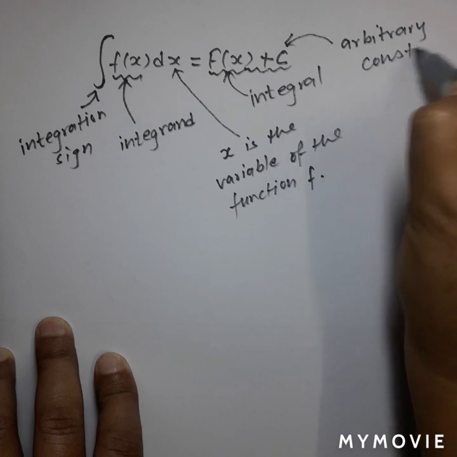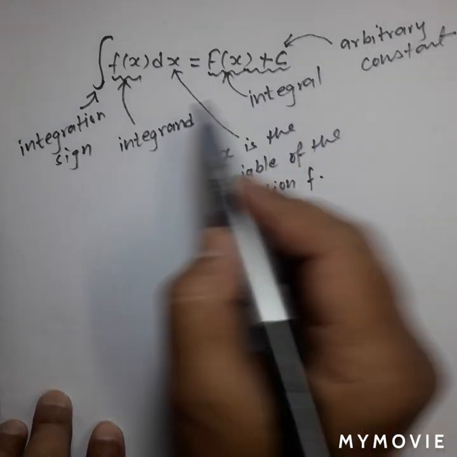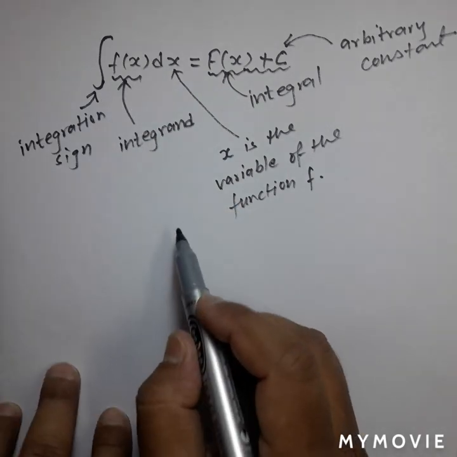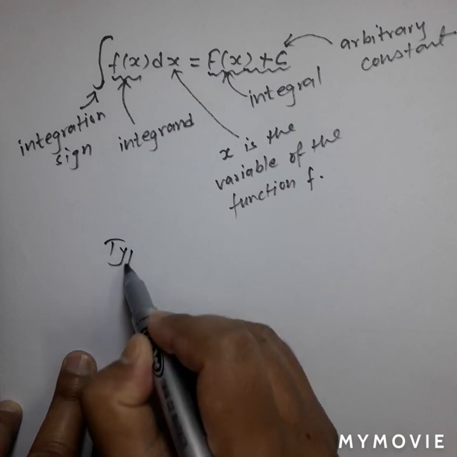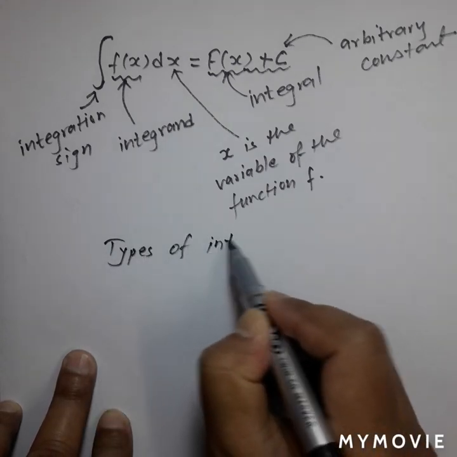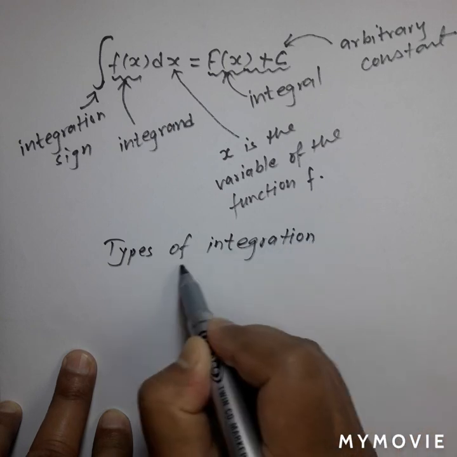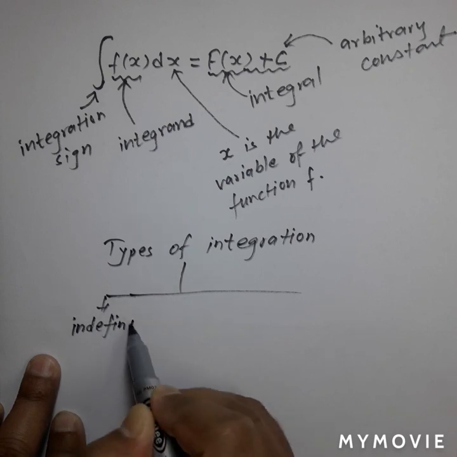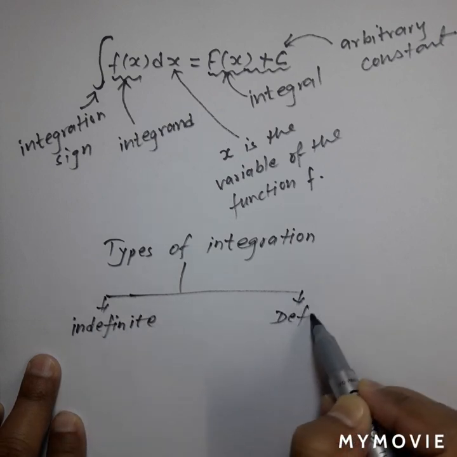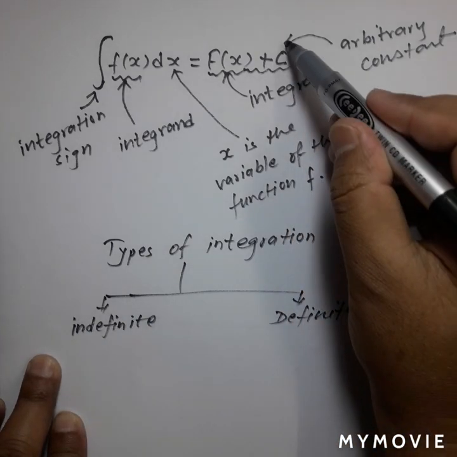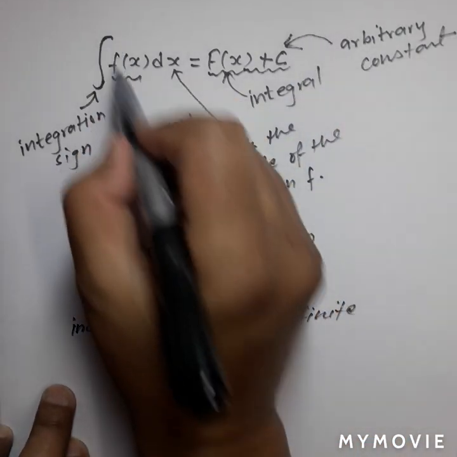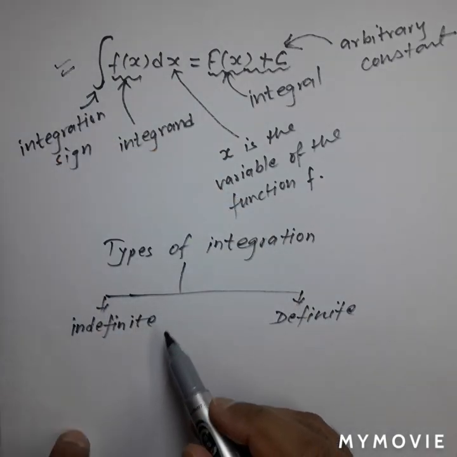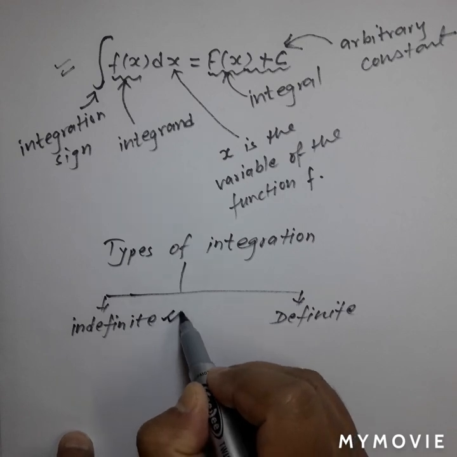So due to this arbitrary constant, this integration is called indefinite integration. There are two types of integration. One is indefinite integration, another is definite integration. So due to this arbitrary constant, this type of integration is called indefinite integration. Dear students, in this video we discuss about indefinite integration only.